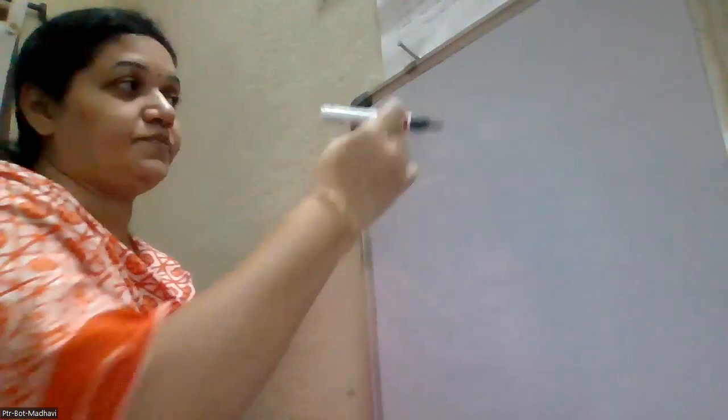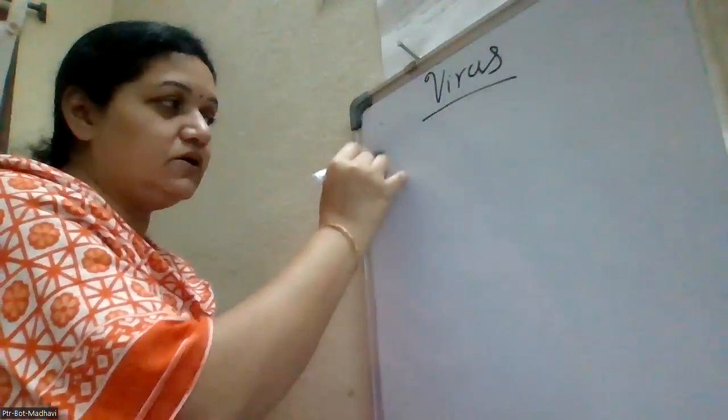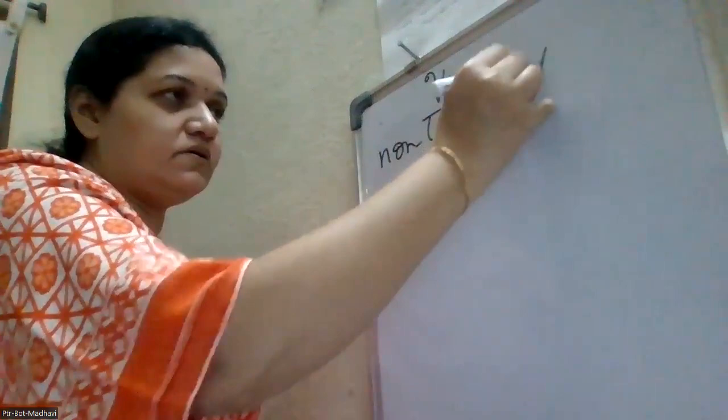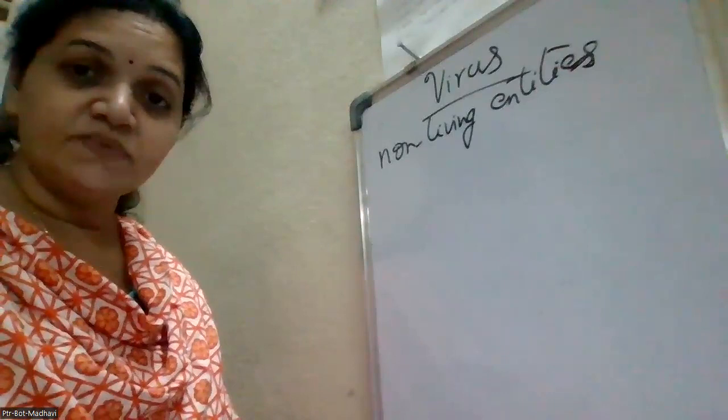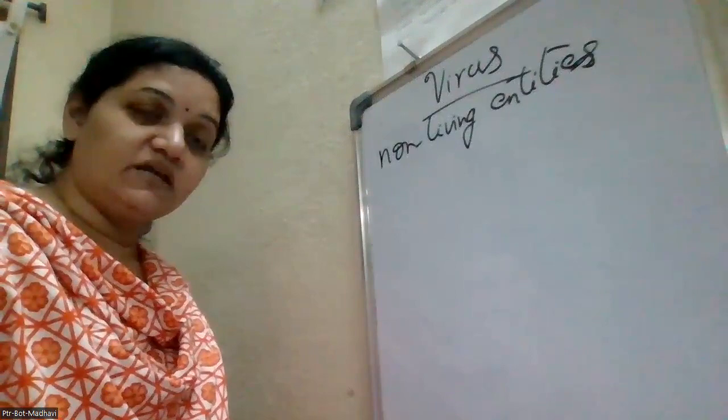Viral organisms are non-living entities. We cannot call them a cell, and we have to call them only an organism because it has a specific shape. But they don't have a cell wall, plasma membrane, cytoplasm, nucleus, or any other cell organelle.